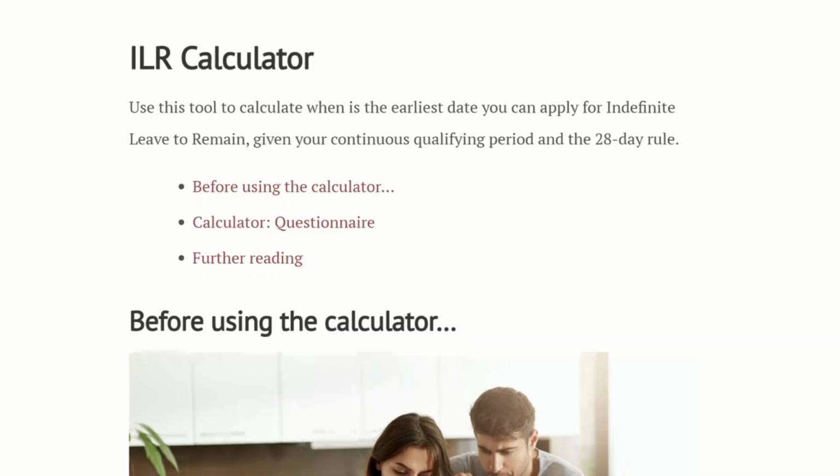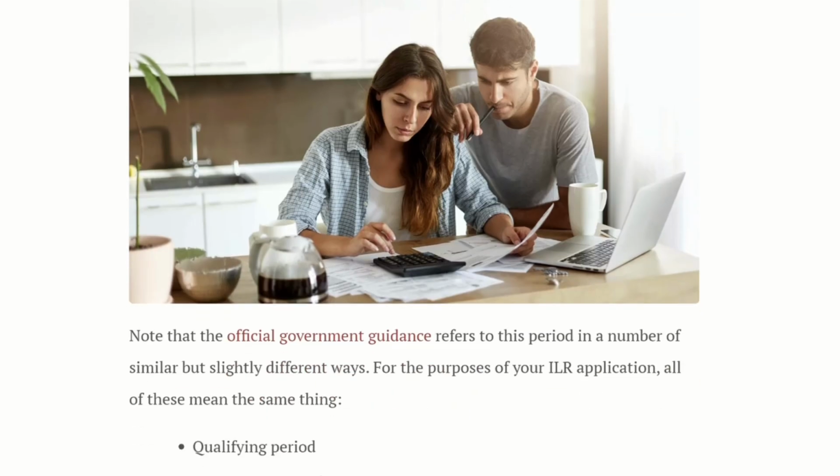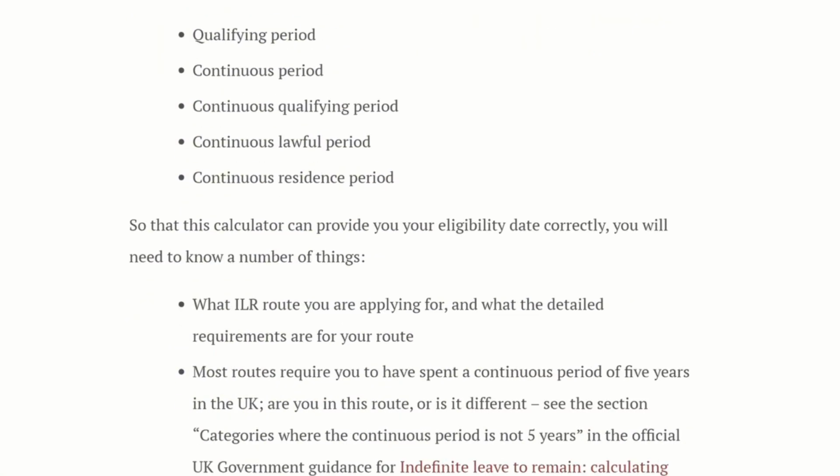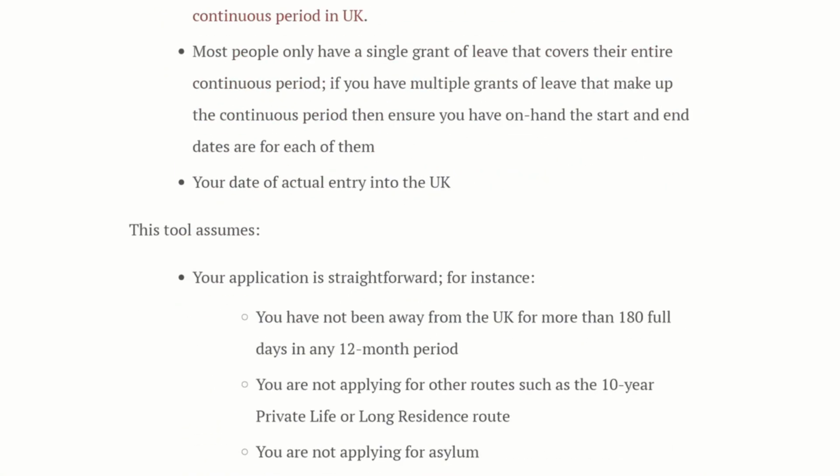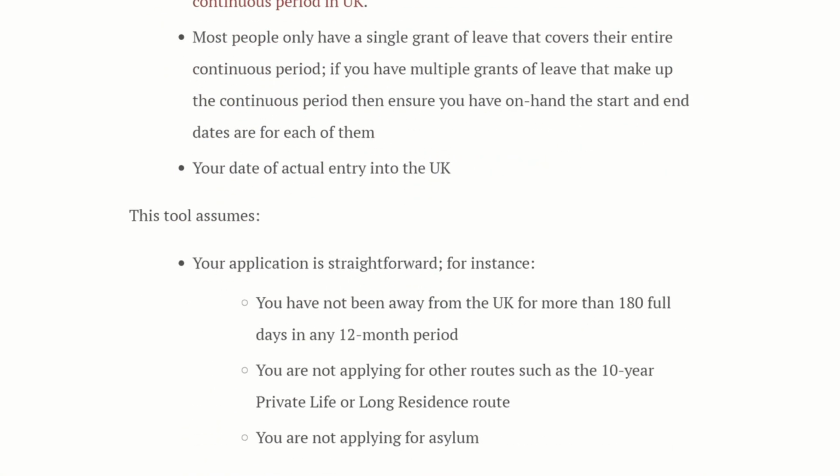We're going to use this ILR calculator, and the assumption is that the continuous qualifying period for you is 5 years. Most people only have a single grant of leave that covers their entire continuous period. So if you have multiple grants of leave that make up the continuous period, then ensure you have on hand the start and end dates for each of them. So if you applied for a skilled worker visa, maybe for the first time it is 3 years and you then extended for another 2 years or so, just make sure you have the start and end dates for each of the continuous periods of entry. It's as simple as that.